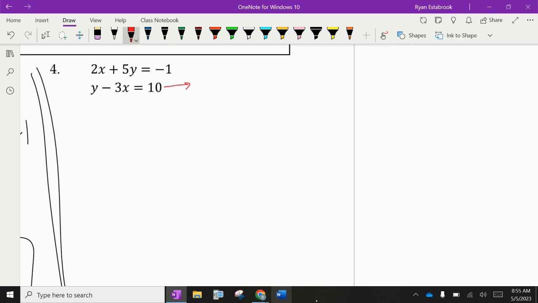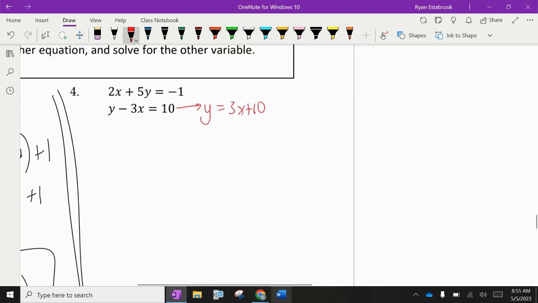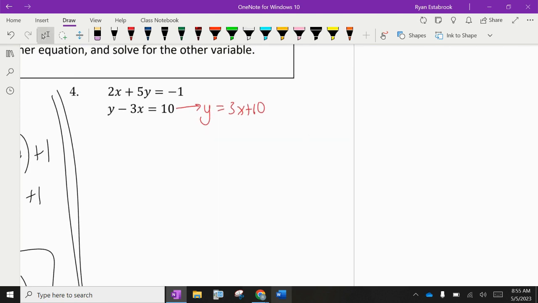I would say the bottom one for y, right? Because all we have to do to get y by itself is add 3x to both sides. This is what y equals in that bottom equation. Now that we have y by itself, I'm going to circle it. Remind myself, this is what y is equal to. Draw an arrow because it's going to be plugged into that other equation.